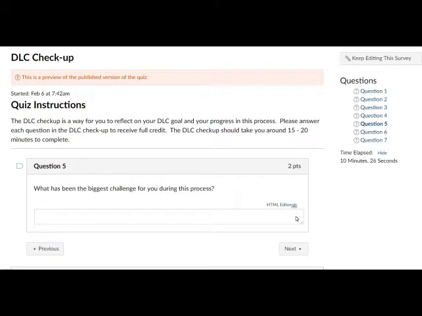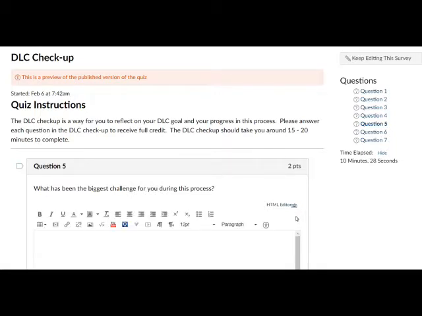Question 5, what's been the biggest challenge for you during this process? So as you've undertaken your goal, what has been the biggest challenge during this whole thing? Maybe it was setting your initial goal. Maybe things have come up throughout the year that you didn't anticipate, and it's really challenged you to meet your goal. So just be honest about it and try to give us enough information so that we know to help.